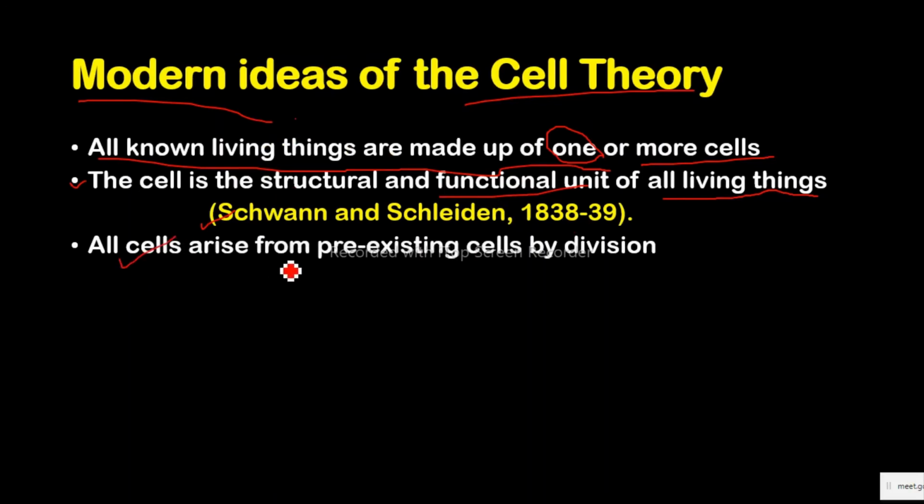All cells arise from pre-existing cells by cell division. And this was Rudolf Virchow in 1858. So he carried out his study, and he was able to postulate that no animal can produce cells. You cannot produce a cell in a factory, but rather these cells come from pre-existing cells.